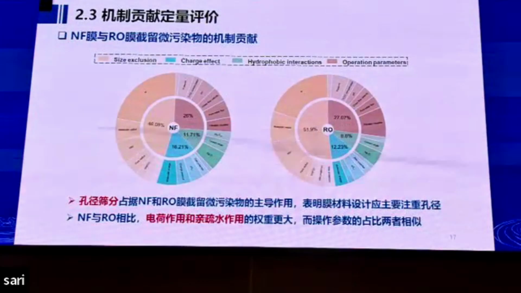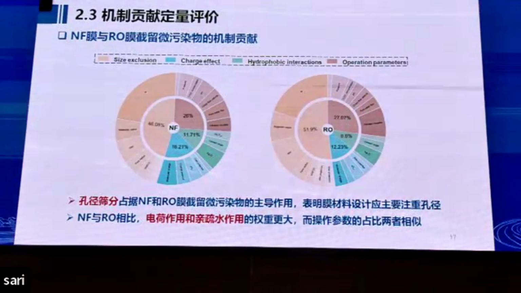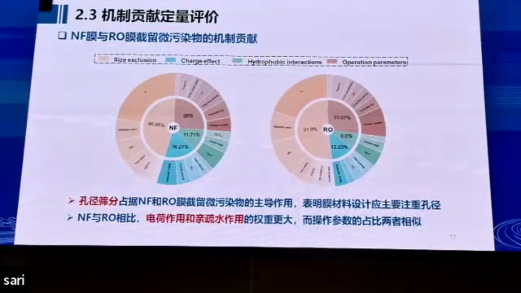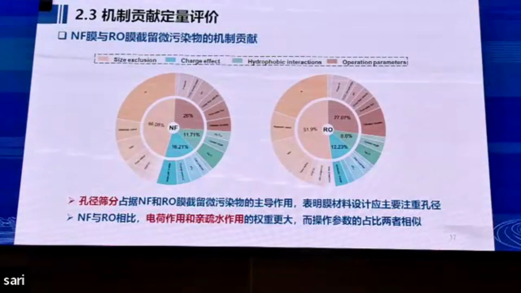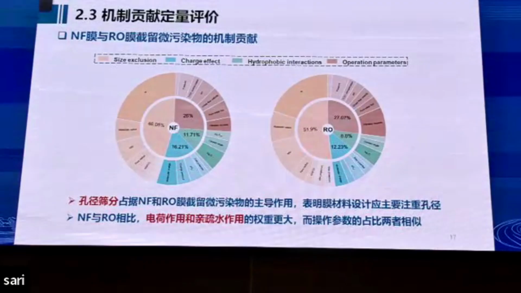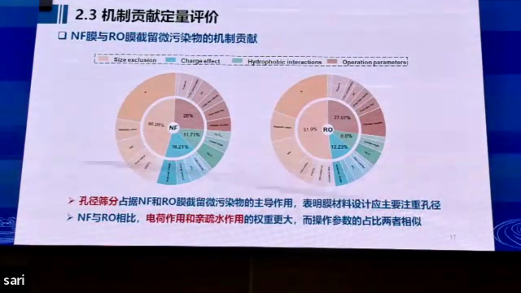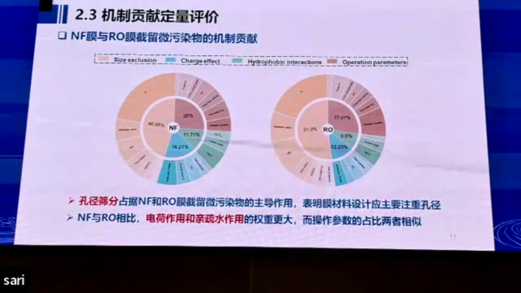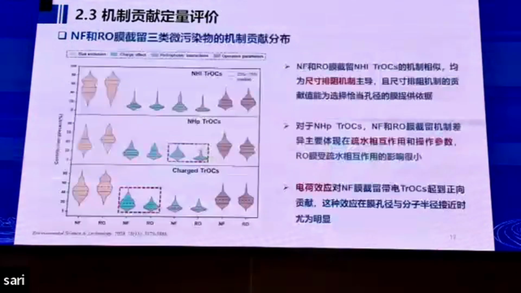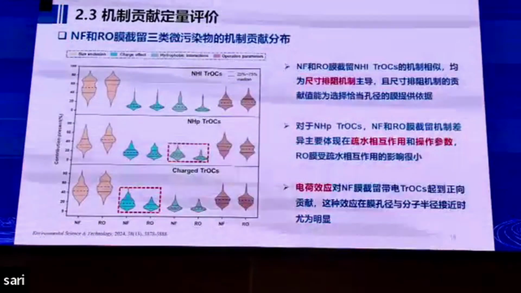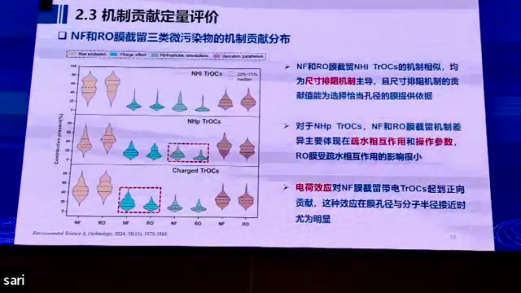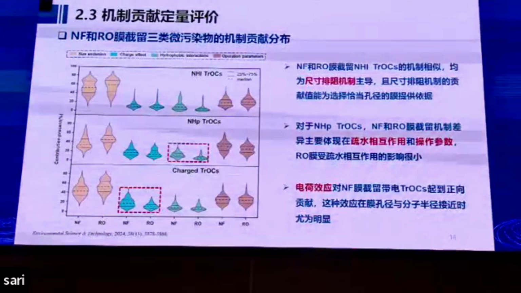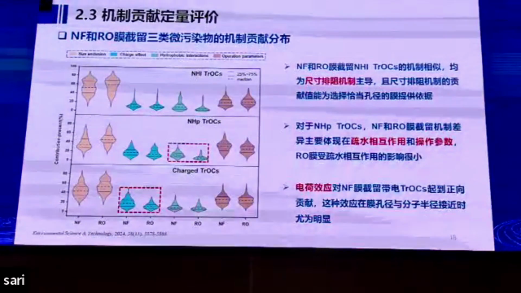Also, we can quantify the specific mechanisms, including the yellow one, which is size exclusion, and also the charge effect, etc. In this figure, we can find that for the RO membrane, size exclusion plays a more important role than for the NF membrane in the rejection of the micropollutant. And also we can study these mechanisms by dividing different micropollutants.